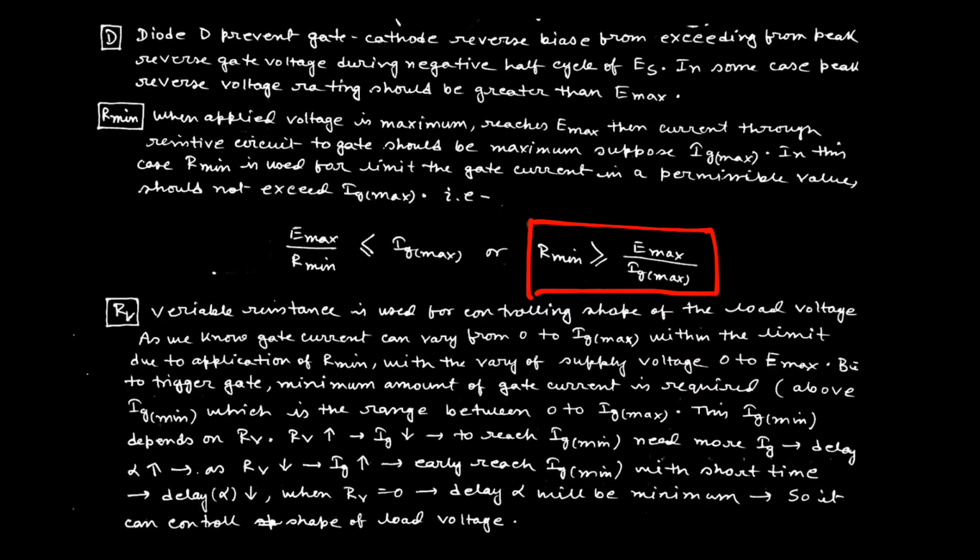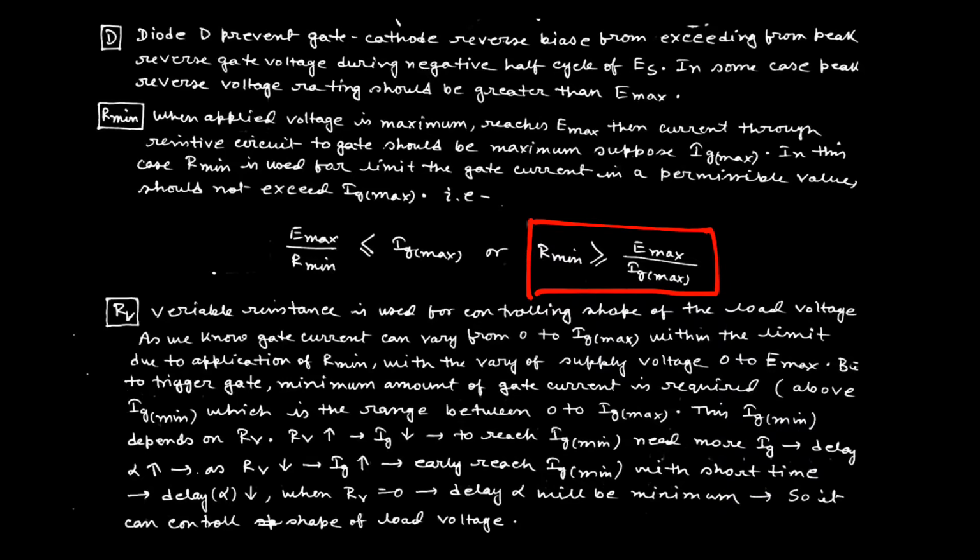Now the very important part, RV, called the variable resistance, which is normally used to control the shape of the output voltage. As we know, the gate current can be from 0 to Ig max within the permissible limit, by using Rmin, with the supply voltage from 0 to Emax, as we are using a normal sine wave. Suppose we adjust the value of RV to a particular point at which the thyristor can be fired. If we increase the value of RV, the thyristor firing angle will be increased. That means we have introduced some amount of delay.